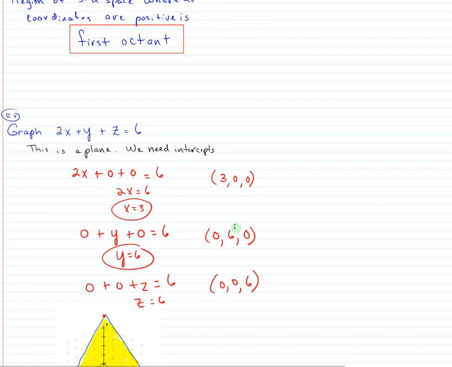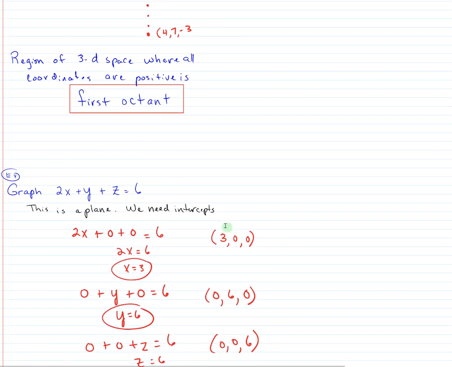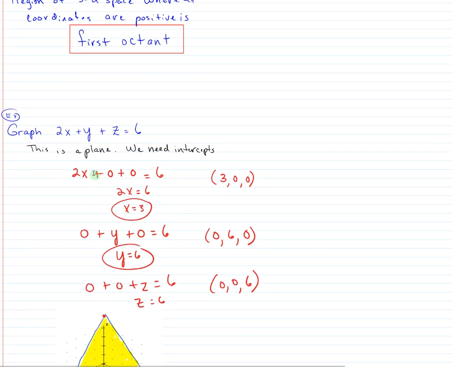So this one is graphing a multivariable function. So we've got 2x plus y plus z equals 6. This is a plane. It's going to be a shaded thing. So we need the intercept. So first of all, we're going to let y and z be 0.